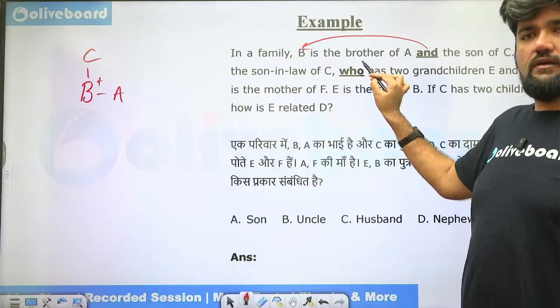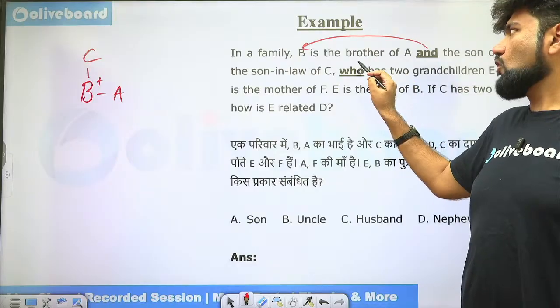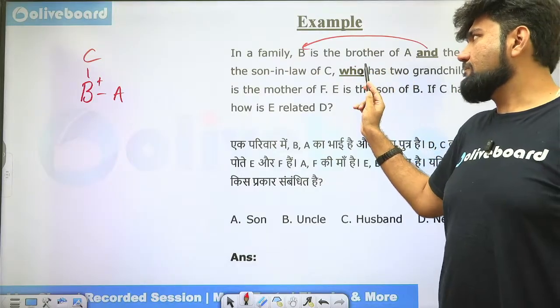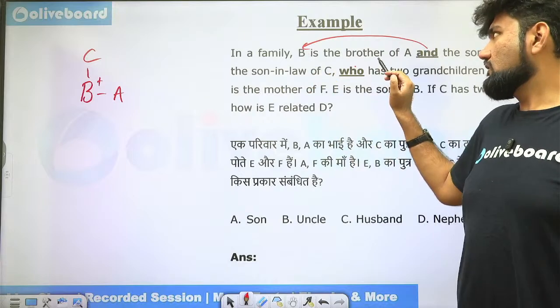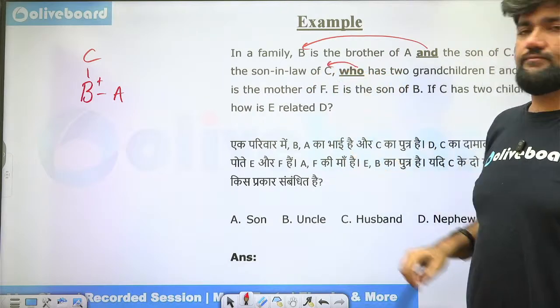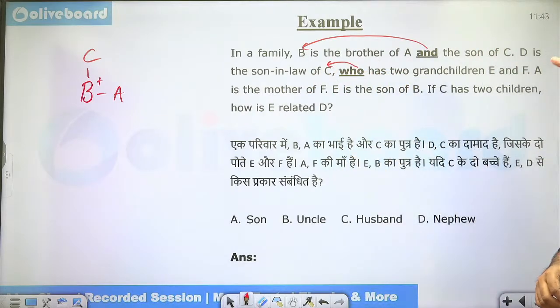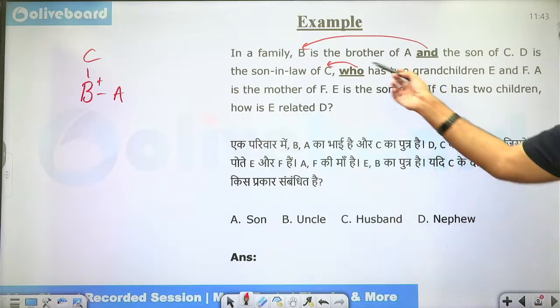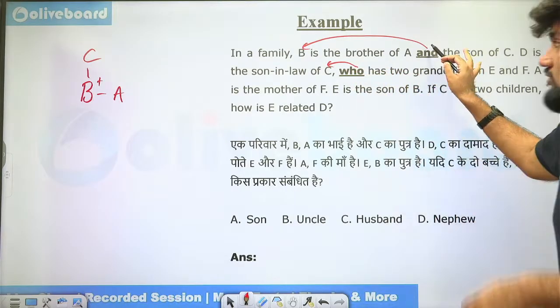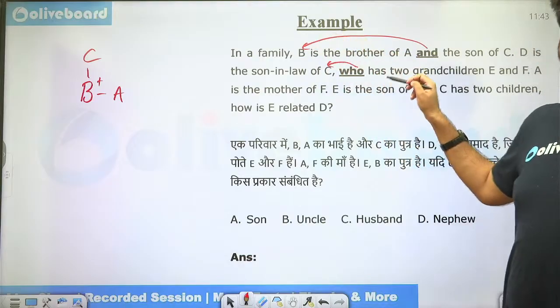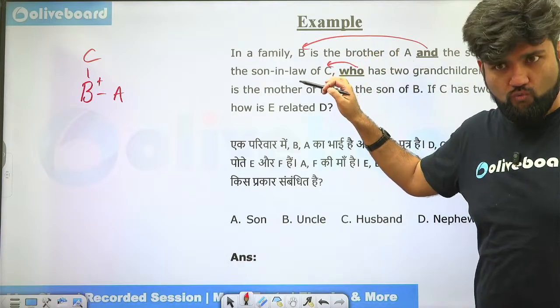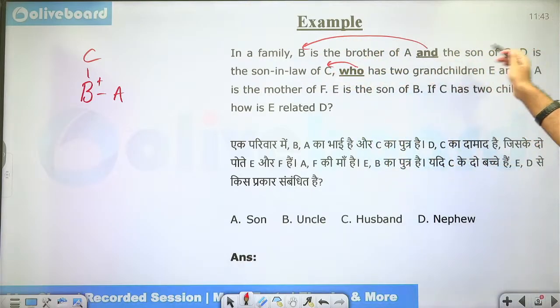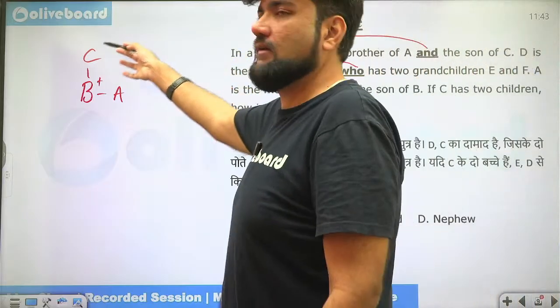This "who", what does this imply? This "who" talks about the person when you are going back from "who", the first person you encounter. This is known as an antecedent. So "and" talks about the person with whom the statement started. "Who" talks about the person immediately before "who". So C has two grandchildren E and F. We still can't plot them here.